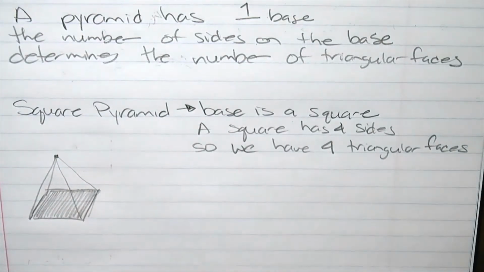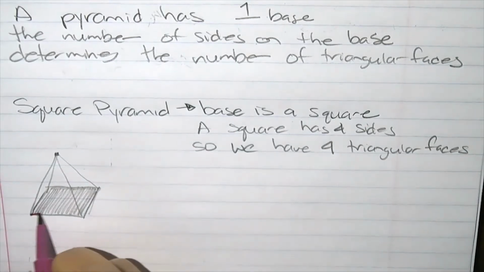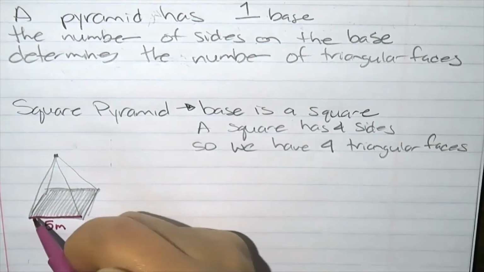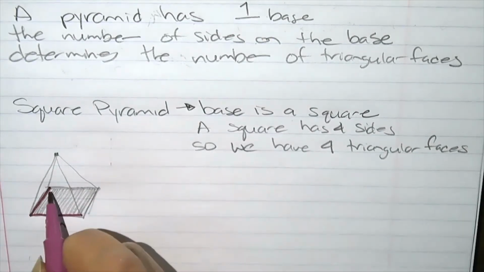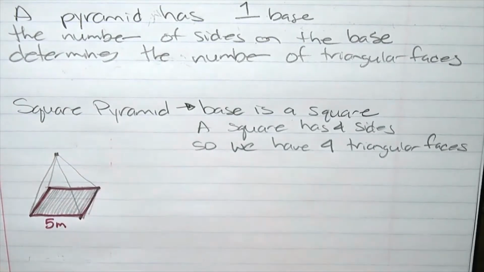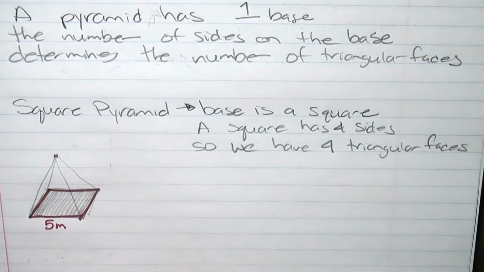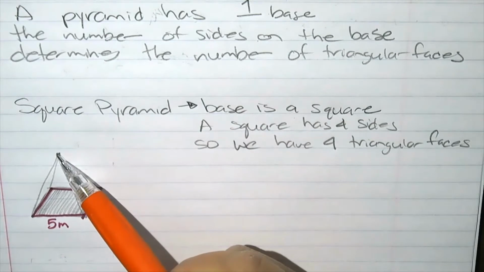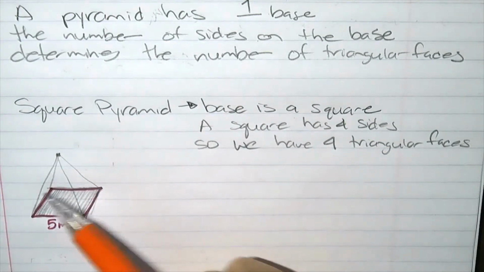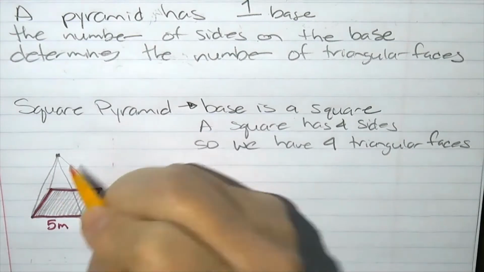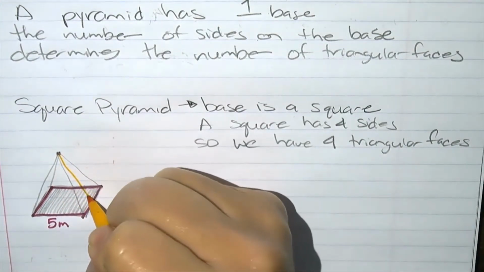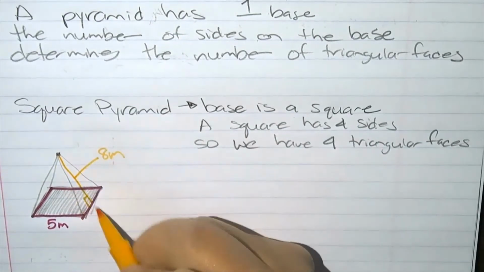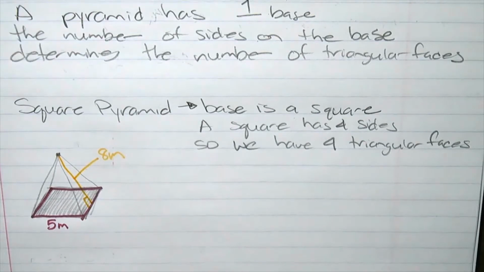So 3-dimensionally, this is how they label it. Here is the edge of my base, and it's 5 meters. But because it's square, all 4 edges are the same length. Then we have 4 triangular faces coming up to 1 point. 1, 2, 3, 4. And they'll give us a measurement like this with a right angle. They're telling us this is 8 meters. This is the height of the triangle.